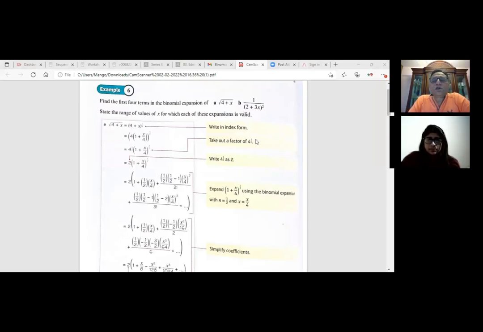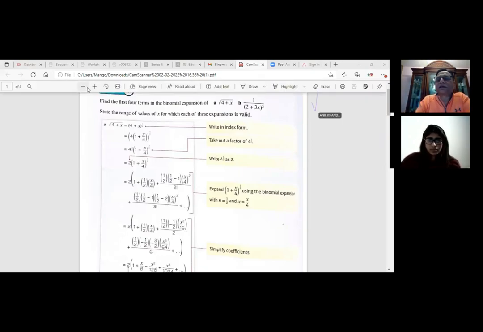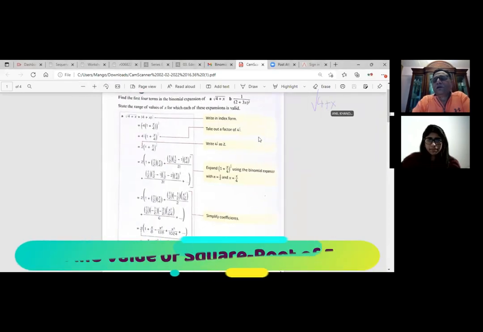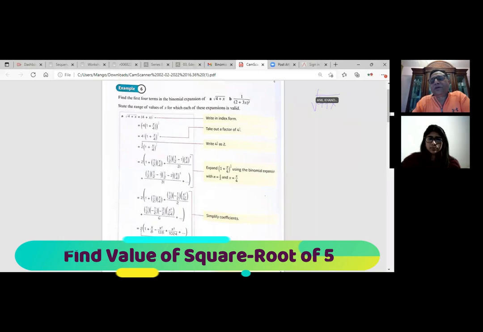Perfect. Before we get into details of this, you're trying to figure out the value of square root of 4 plus x, right? Now with the expansion, you'll get some approximate answer. Let us say x is equal to 1. That means you get the value of square root of 4 plus 1, which is square root of 5. Square root of 5 is an irrational number. Now with this expansion, you know the value of square root of 5. And similarly, you know the value of any irrational number using this expansion. You get the idea.